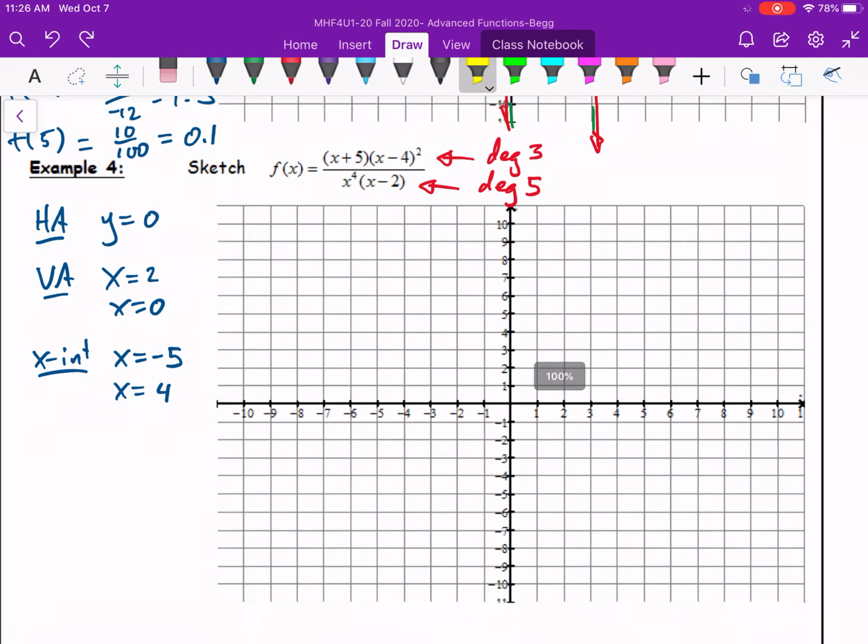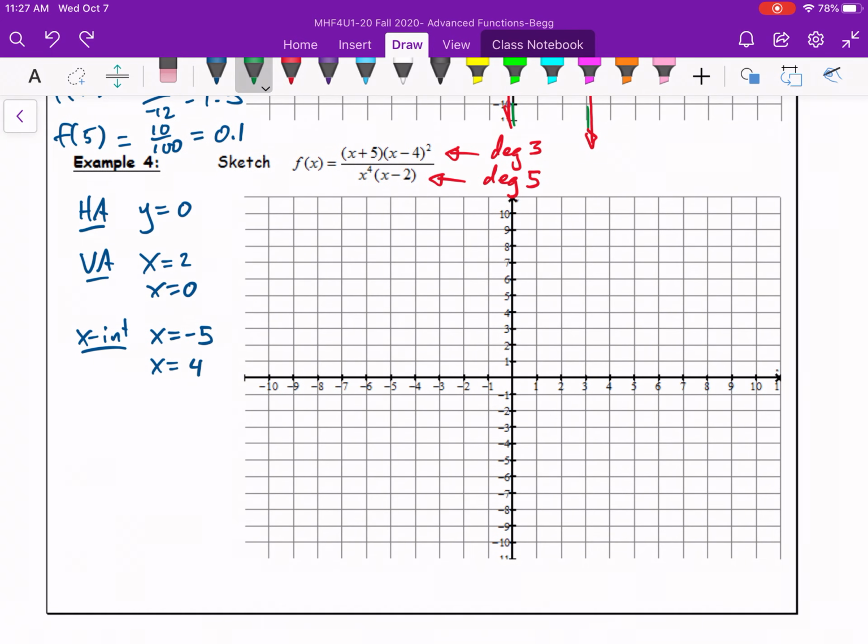Okay, so we can sketch our graph, start with our asymptotes, -5. Sorry, that was an x-intercept. So vertical asymptote at +2 and at 0, and a horizontal asymptote on the x-axis, and x-intercepts at -5 and +4. Okay, again, that's good. It's not enough to really be able to draw the graph. So we really need some test points.